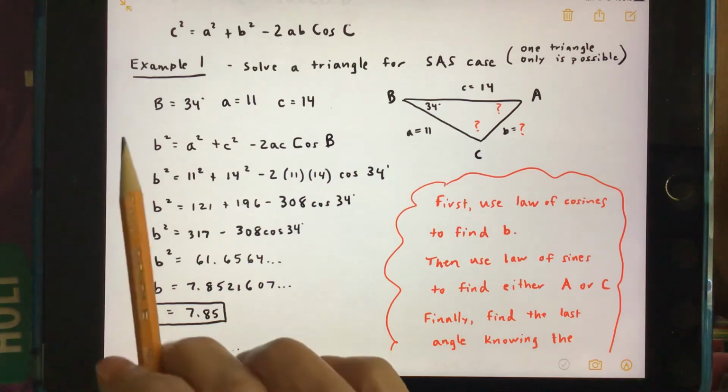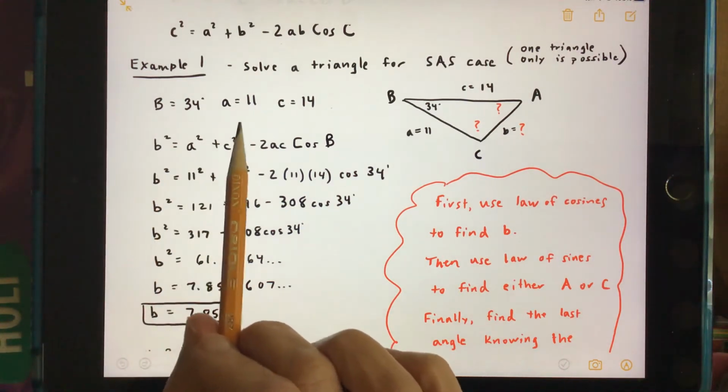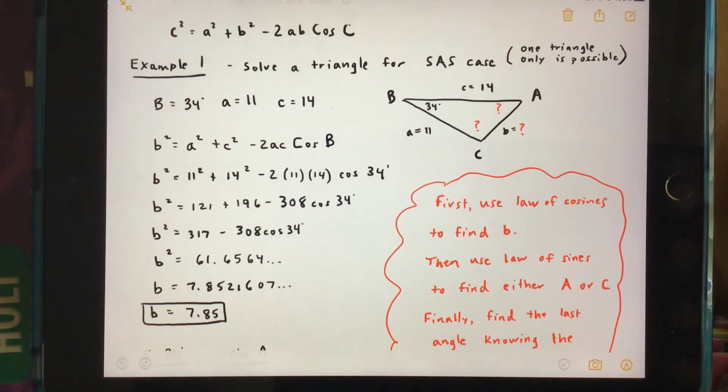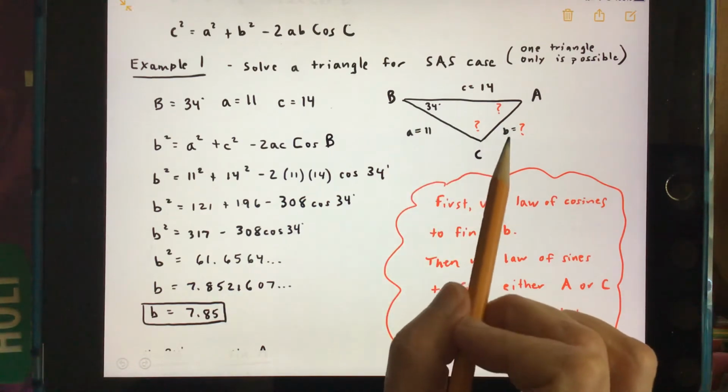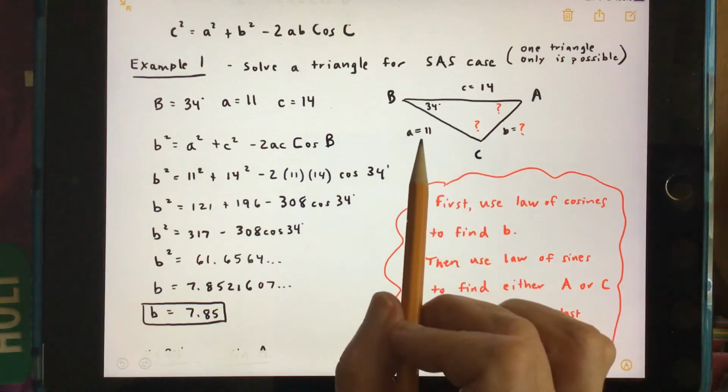All right, so you're given this information. B is 34 degrees, a is 11, c is 14. And so we know about the law of sines. Why wouldn't we use it here? Well, here's the problem. If we did sine of B over b, we don't know what b is. And we say, okay, that's fine, then let's go ahead and go with sine of A over a. But oh, wait a minute.